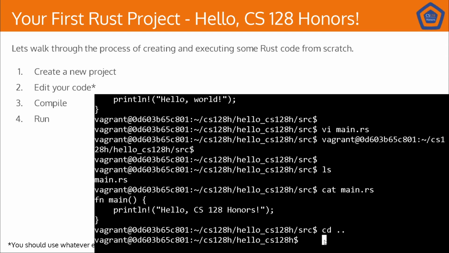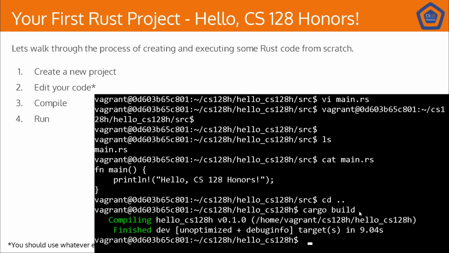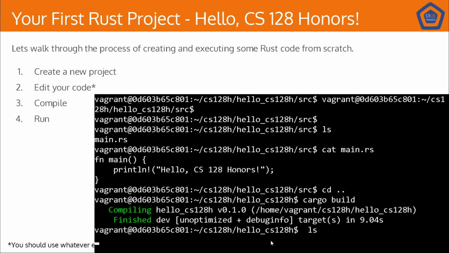And now I want to build my file. So cargo build. Okay, we're going to discuss what this command does in a little bit, but what it's doing is it's compiling my code into an executable. So it's tying together all of the dependencies that it might depend on. It's tying together all of the code that I've written, and that's it.